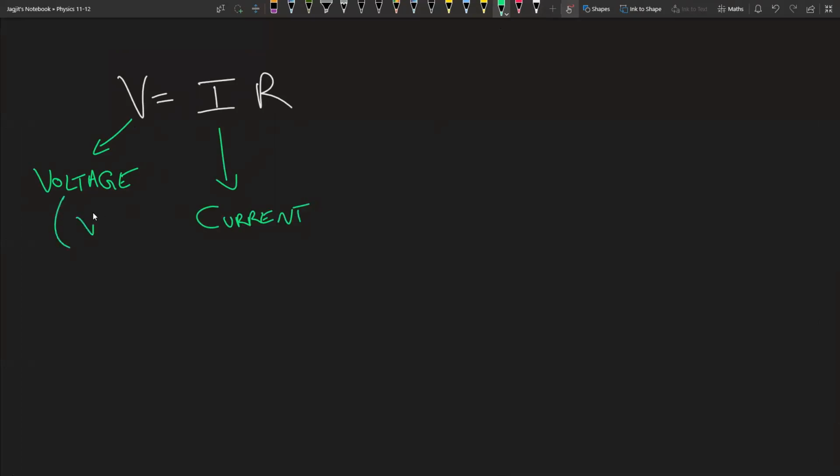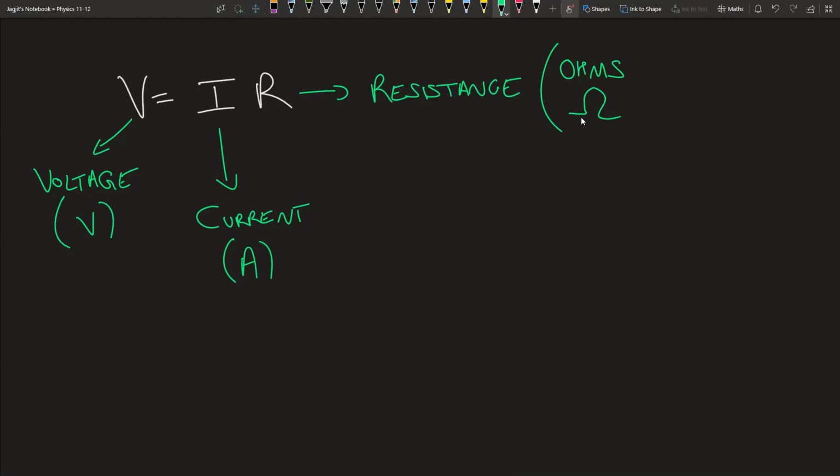and the unit for voltage is V, okay? Unit of current is amperes. It's usually written by A. Short form of amperes is A. R is your resistance, and the unit for resistance is ohms, OHMS, but they're usually represented by the symbol. Okay, that symbol looks like this.